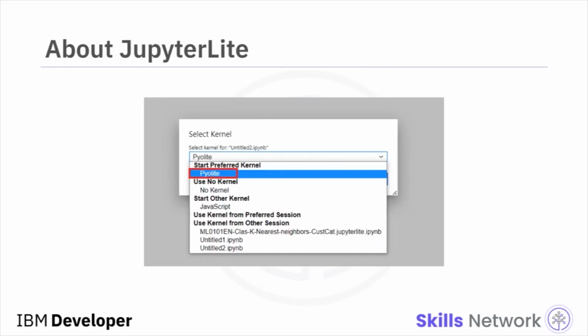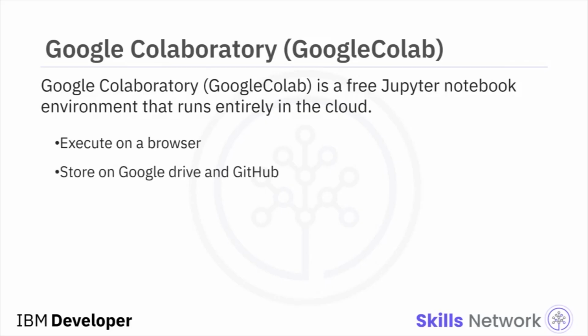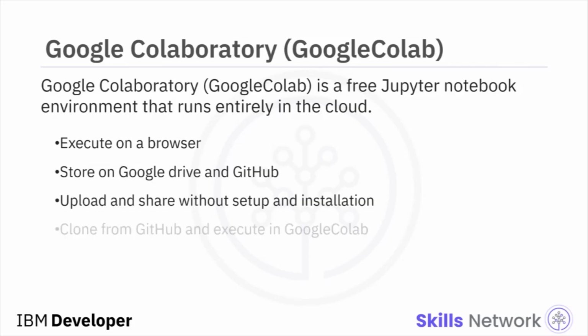Jupyterlite runs in the background so that intensive computations can execute quickly. Other kernels can also be used with Jupyterlite. Google Colaboratory, or Google Colab, is a free Jupyter Notebook environment that runs entirely in the cloud. Google Colab Jupyter Notebooks execute in a browser, and Google Colab projects are stored on Google Drive and GitHub. You can upload and share notebooks without setup and installation. You can also clone projects from GitHub and execute them in Google Colab.